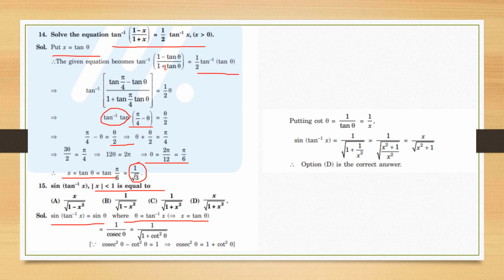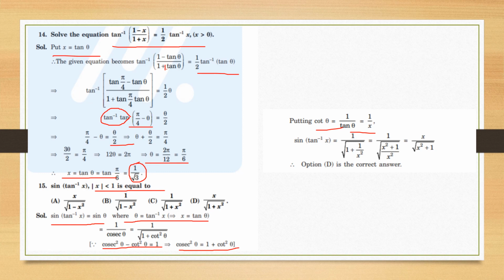I'm going to establish the relation of tan with cot, and for cot I will go for the identity with cosecant. So change sin θ to 1/cosec θ. It is 1/√(1 + cot²θ), as I have used this expression: cosec²θ − cot²θ = 1 will give me cosec²θ = 1 + cot²θ. So cot θ is 1/tan θ, which means it is 1/x from here.